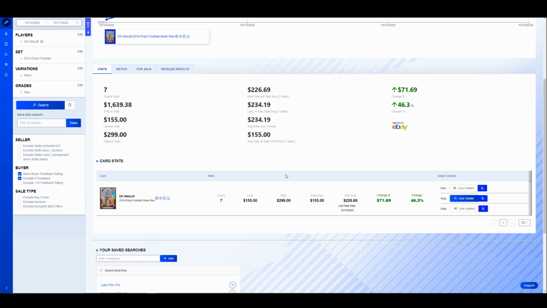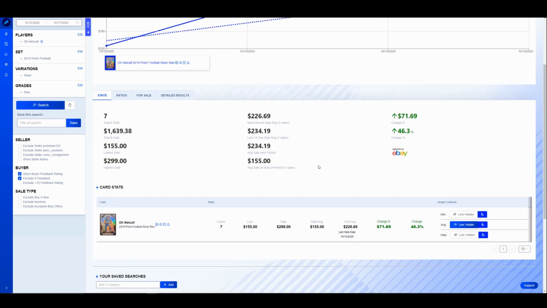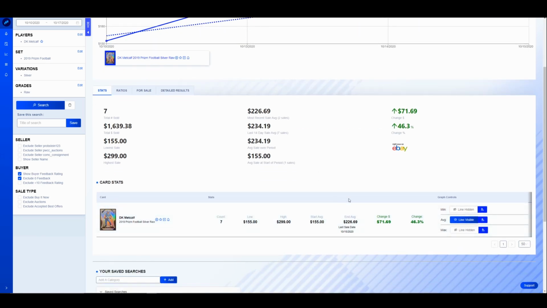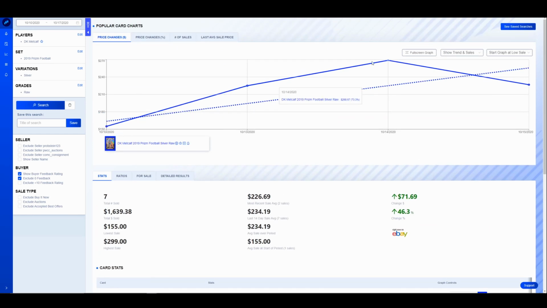It started the week off last Saturday at $155 and is now up to $225, and it actually peaked a little higher than that at $270. And if he plays well this week, I could easily see it going back up again.